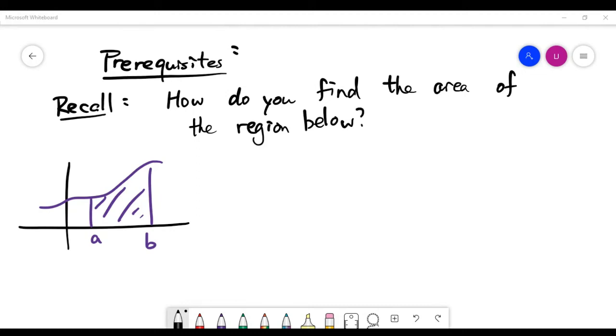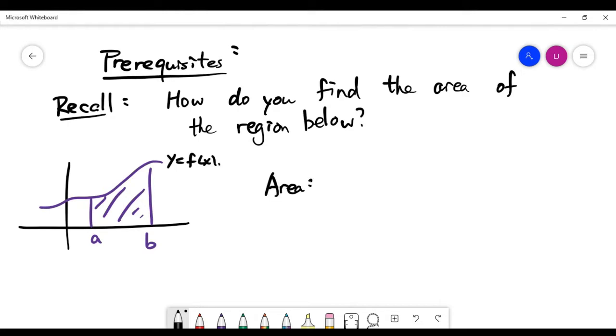So in this video, it's all about the prerequisite of learning how to find the volume of certain solids. Please recall this problem. If I ask you how to find the area of the shaded region below, can you tell me something about that? Let's say that you are given the function f of x for the curve y equals f of x. Now let me know the formula.